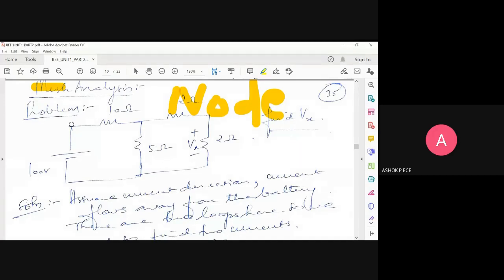In mesh analysis, I'll be using KVL, Kirchhoff voltage law. In node analysis, I'm going to use Kirchhoff current law, KCL. So know the difference between both. In mesh, I'll be using KVL. In node, I'll be using KCL.